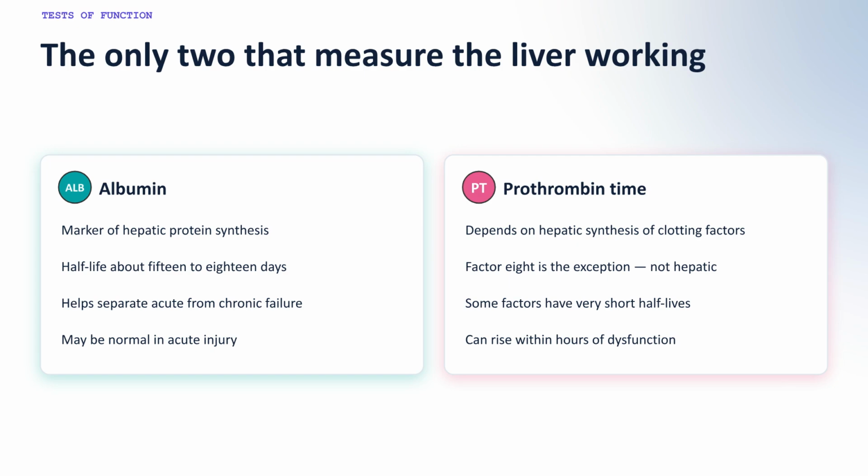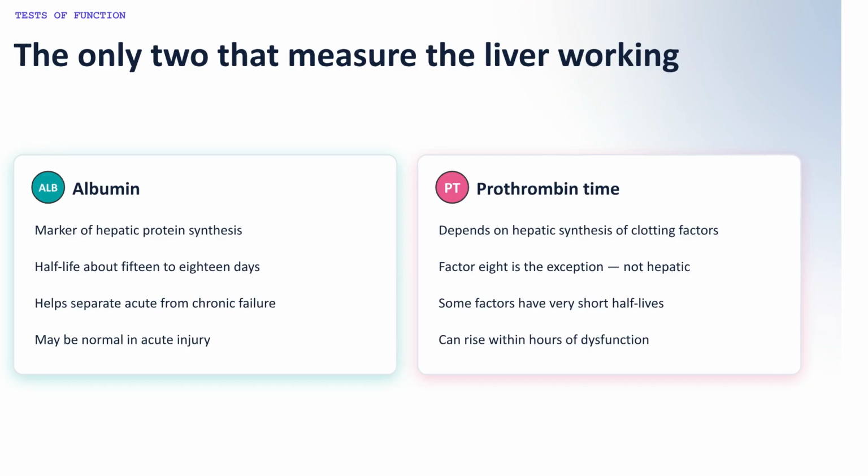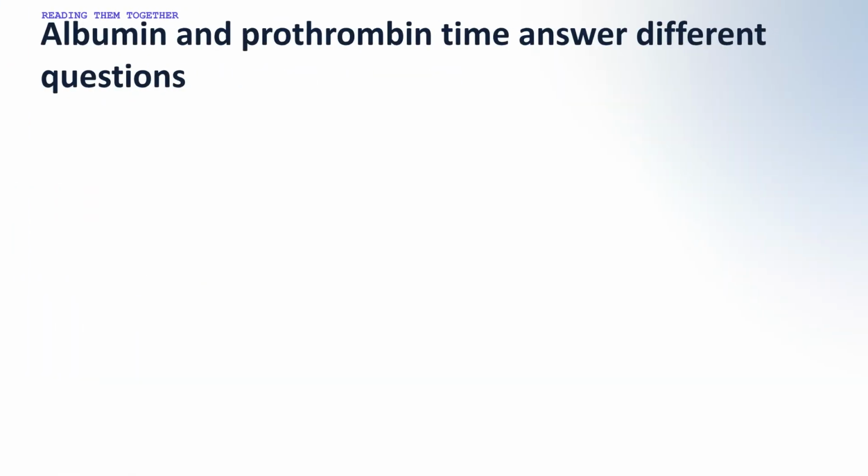Prothrombin time depends on the liver synthesizing clotting factors, all of them except factor 8. And because several of those factors have very short half-lives, the prothrombin time can rise within hours of significant liver dysfunction. Reading them together is more informative than either alone.